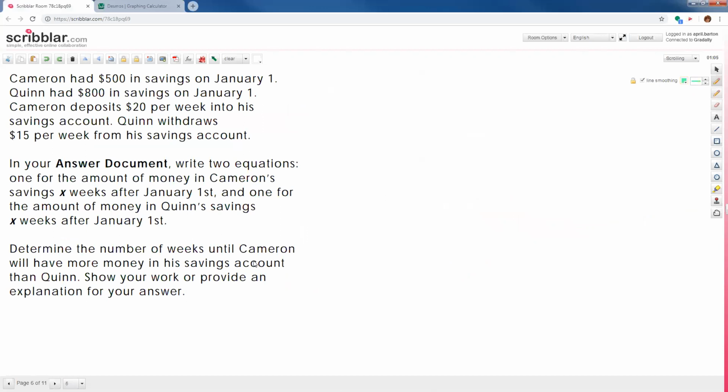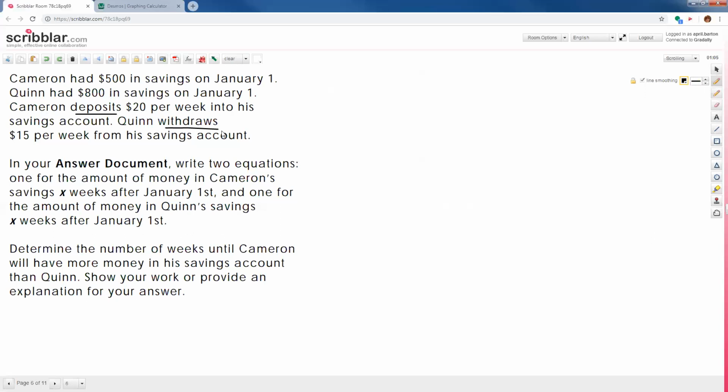So this one's not quite a statistics problem. I just wanted to make sure to include one of these free response problems where you have a lot to write down. So Cameron had 500 in savings on January 1st. Quinn had 800 in savings on January 1st. Cameron deposits $20 per week into a savings account, and Quinn withdraws. So deposits and withdrawals are kind of key words.